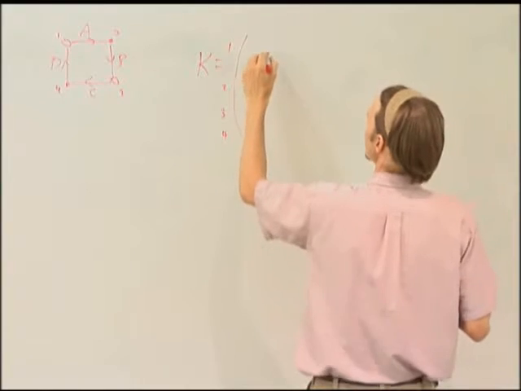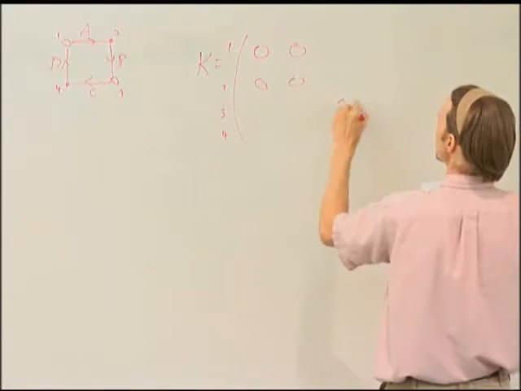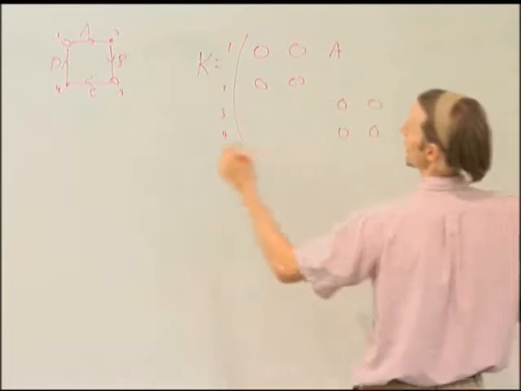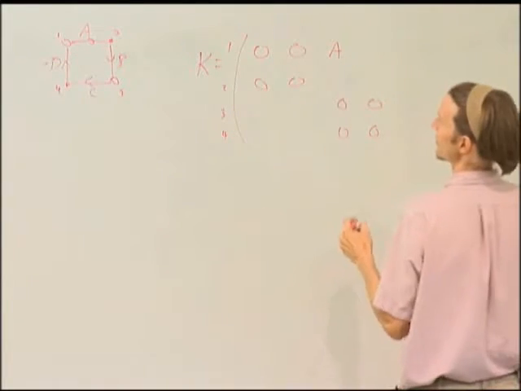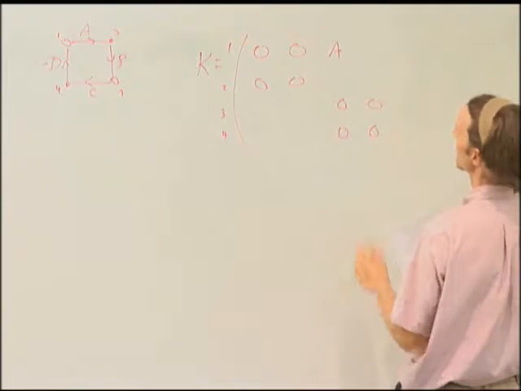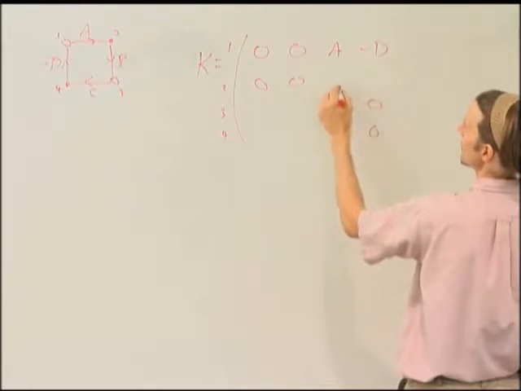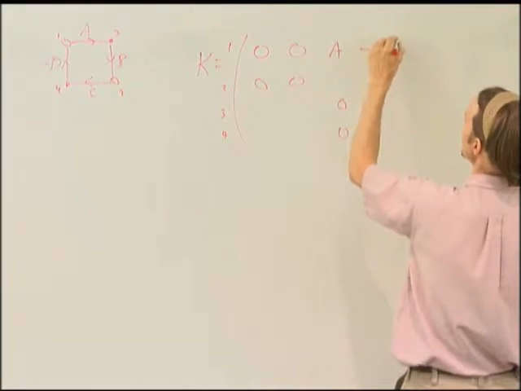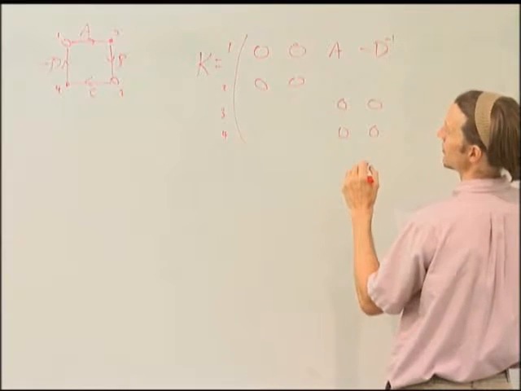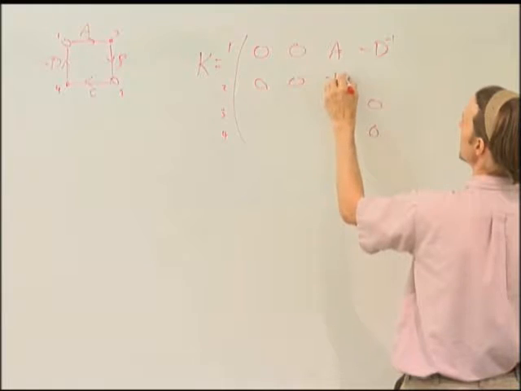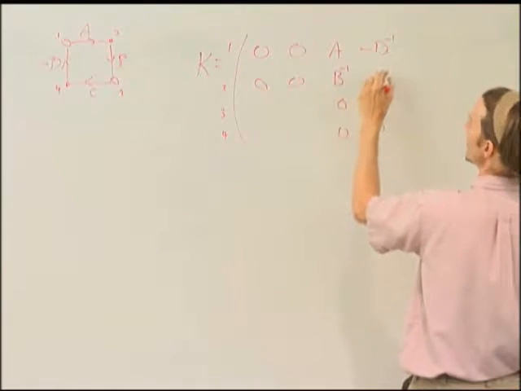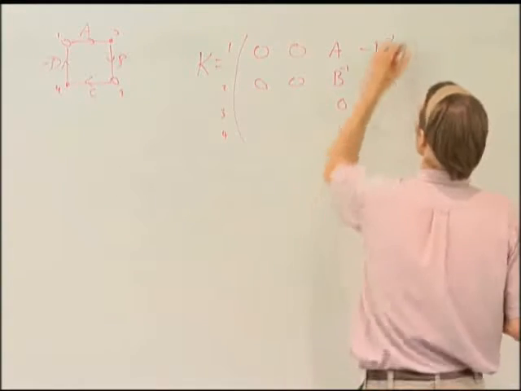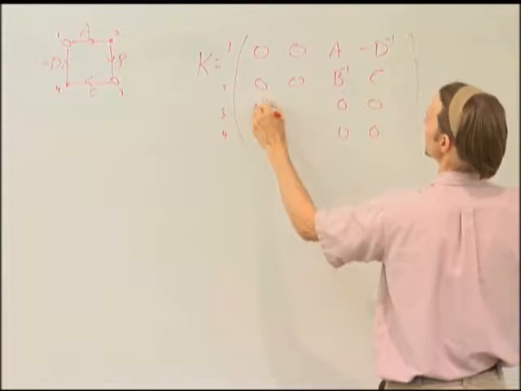It's a bipartite graph, so these guys are all 0. 1 to 3 is A. I'm going to have to put in a minus sign because there's a Kasteleyn condition. 1 to 4 is minus D. Sorry, it's minus D inverse. 2 to 3 is minus B inverse, and that's C. And the corresponding thing down here with the inverses.